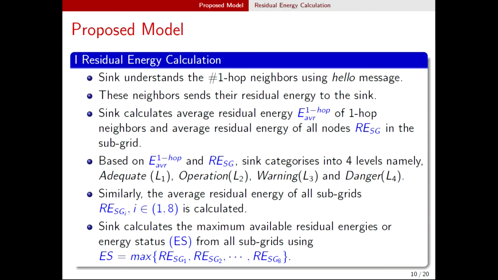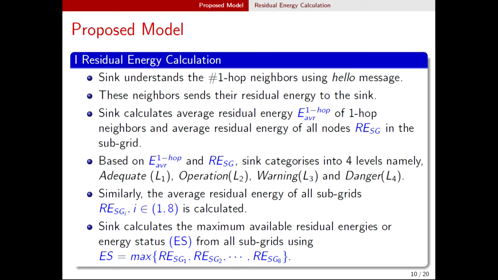The methodology is that first the sink will find its one-hop neighbors using the hello message. With this hello message, the neighbors send their residual energy to the sink. The sink then calculates the average residual energy of all its one-hop neighbors, and in a similar fashion the average residual energy of all nodes in each subgrid, so that each subgrid will have a residual energy. Based on these two parameters, the sink will categorize the energy level into four levels, namely adequate level, operation level, warning level, and danger level. These are normalized from 0 to 100%.